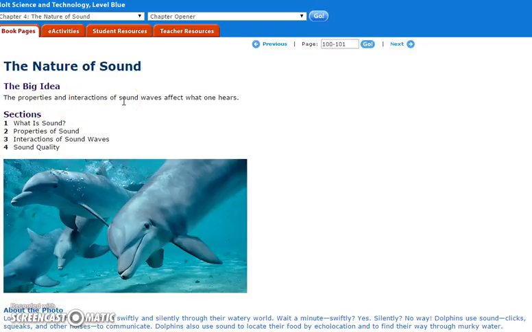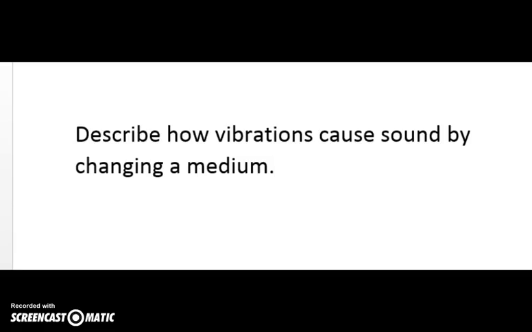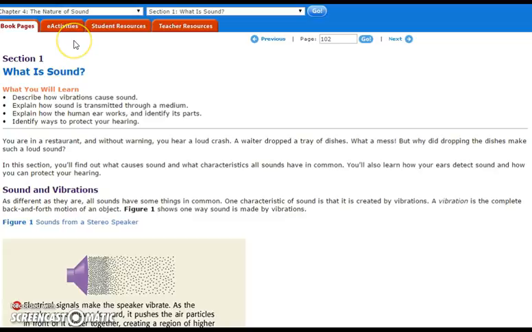Now, in this chapter we're going to have 4 different objectives for the week, and this week I thought we were going to do it a little differently, and we're going to be looking at each objective separately. So that means that we will split the objectives up and different groups will take different objectives. So here in the video, we'll look at the objectives one at a time. The first objective says, describe how vibrations cause sound by changing a medium. So here in section 1, we will be looking at what sound is and how that relates to the objective.